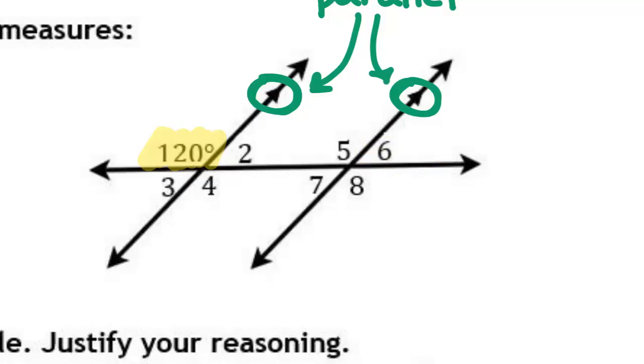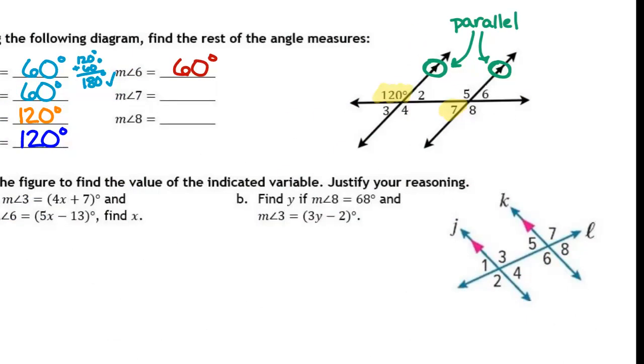Angle 7. This is the next one we want to figure out. 120 and angle 7. Interior, exterior, or one of each? One of each. Are they in matching corners? No, this one is in the upper left corner. This one's in the lower left corner when I look at where the lines cross. So they're not in matching corners, which means they're not corresponding. We don't have a name for when it's one of each, interior and exterior, but they're not matching corners. So we're going to have to use some other method to figure this out.